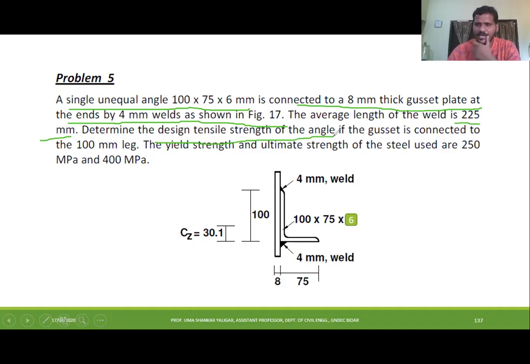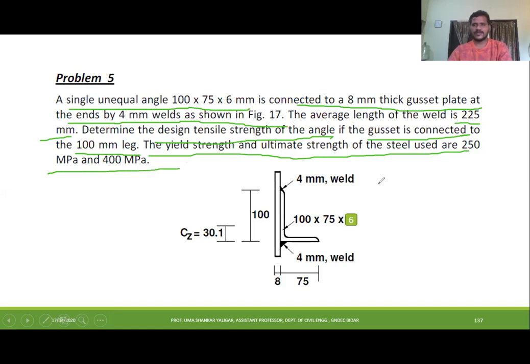Okay, now we have to find the design tensile strength when we are using a welded connection. Once again, he has asked for the design tensile strength of the angle if the gusset is connected to the 100 mm leg. It means in this angle section, this one is the 100 mm leg, which is connected to the gusset plate. The yield strength and ultimate strength of steel are 250 MPa and 400 MPa. These are all the given data, and now we need to calculate the design tensile strength of this section.